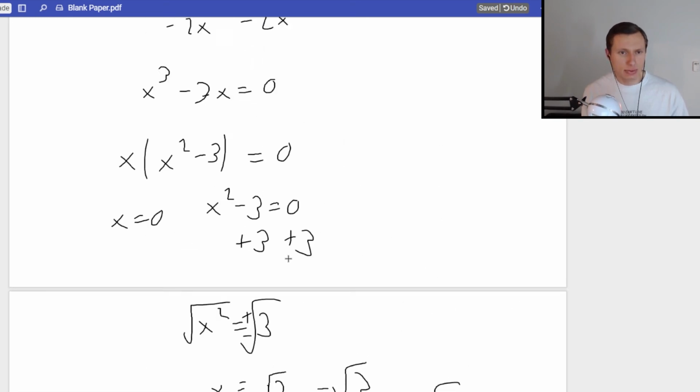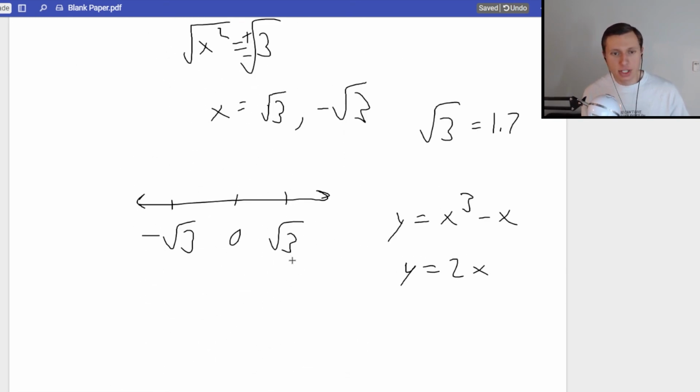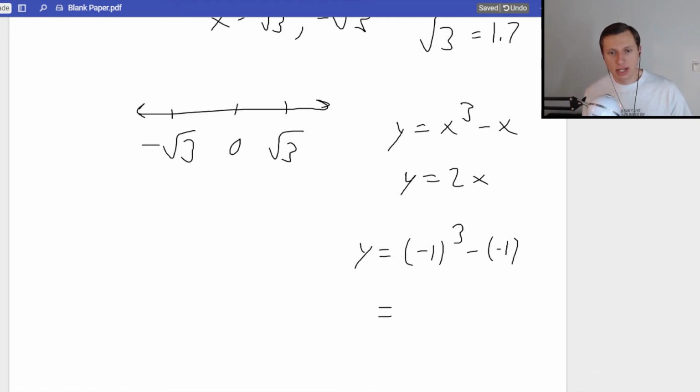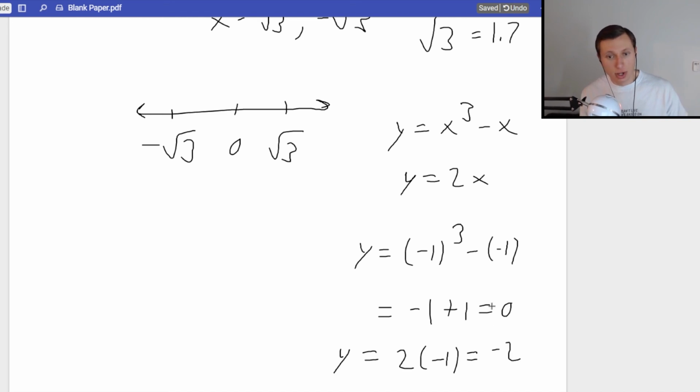First, let's plug in -1. So y equals -1 cubed minus -1. That's going to be -1 plus 1, we get 0. For y equals 2x, we get y equals 2 times -1, you get -2. Which function's more positive? It's x cubed minus x. X cubed minus x is on top for the region between -√3 and 0. Again, this has 3 intersection points, which means I'm going to have 2 integrals, 2 areas to add together.